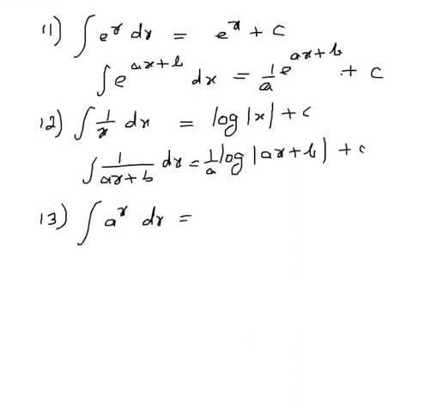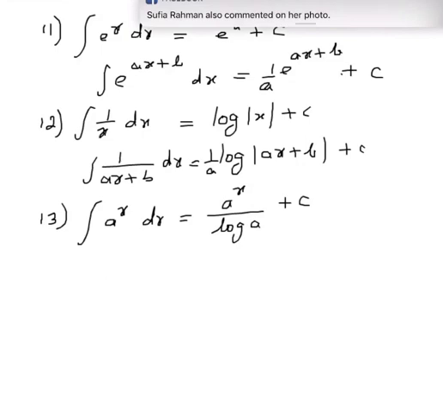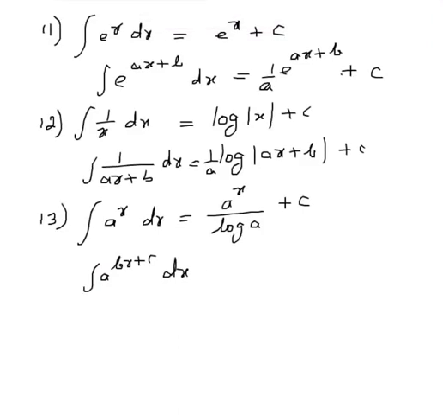Integral a raised to x dx. It is a raised to x divided by log a plus c. Derivative of a raised to x is a raised to x into log a, here divided by log a. And we can use this formula if you have a linear function in place of x, bx plus c. Already a is there, that's why I am taking bx plus c here. So a raised to bx plus c divided by log a and divided by the coefficient of x, which is b.